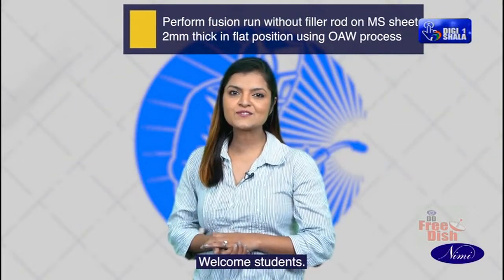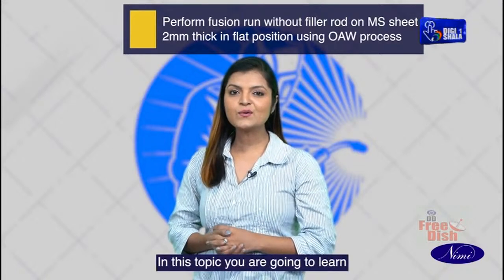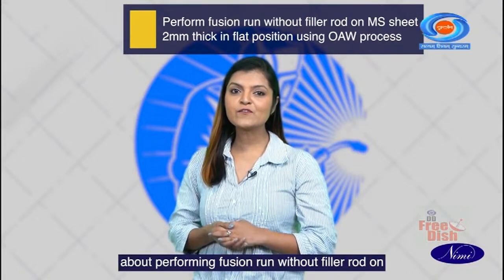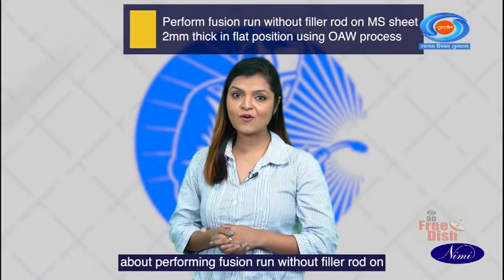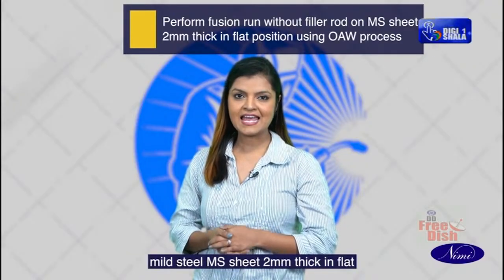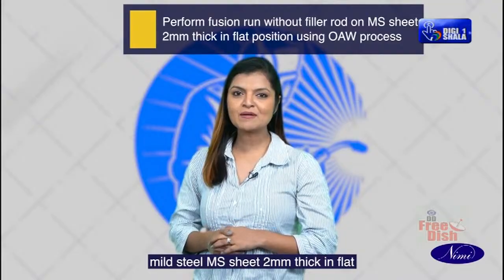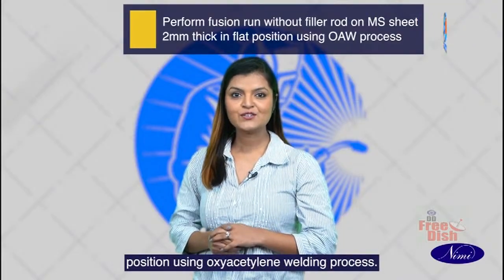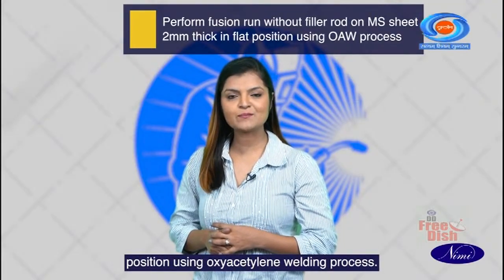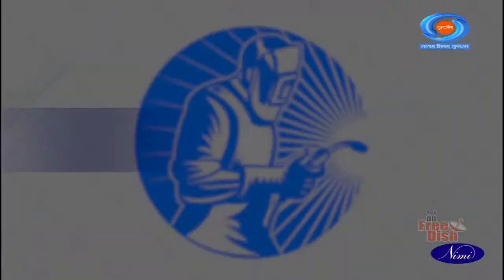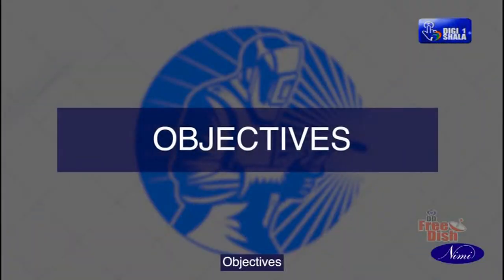Hello, welcome students. In this topic, you are going to learn about performing fusion run without filler rod on mild steel MS sheet, 2 mm thick in flat position using oxyacetylene welding process. Objectives.